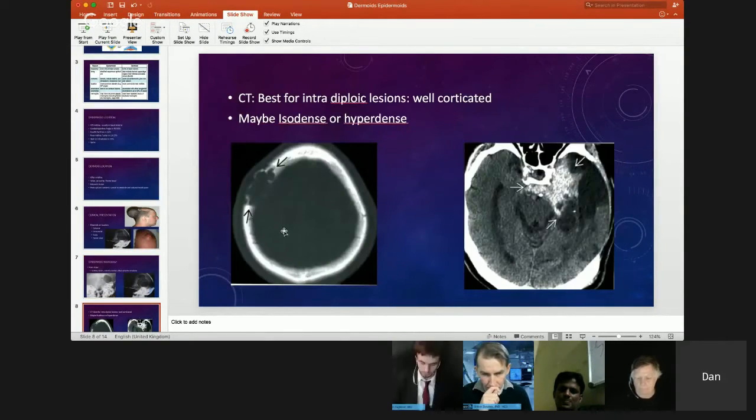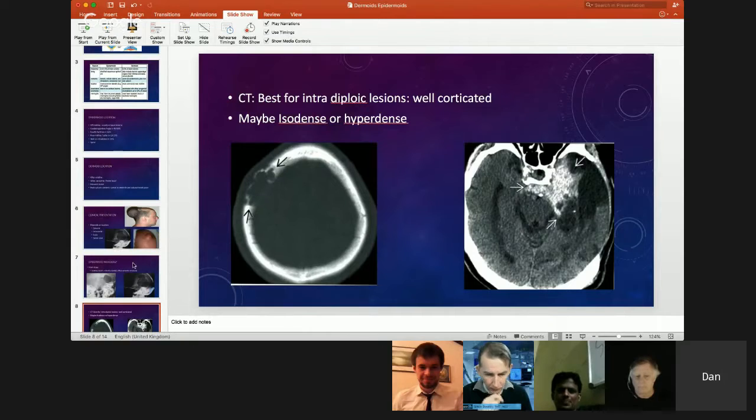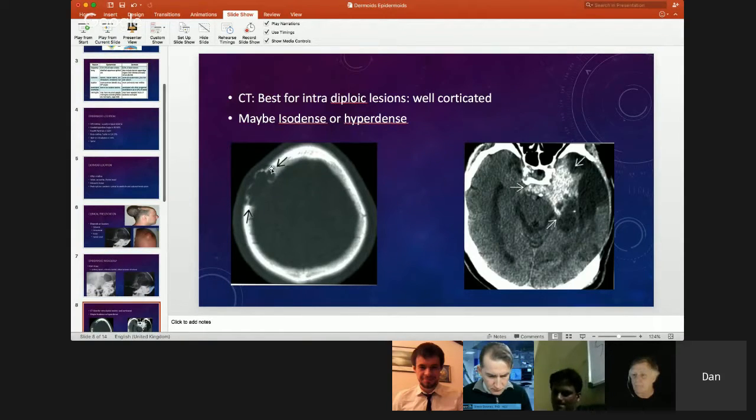In terms of CT scans for dermoid and epidermoid lesions, CT scan is best for the ones that affect the bones. So it's best for intradiploic lesions, and these show well-corticated lesions, as seen on the image on the right.